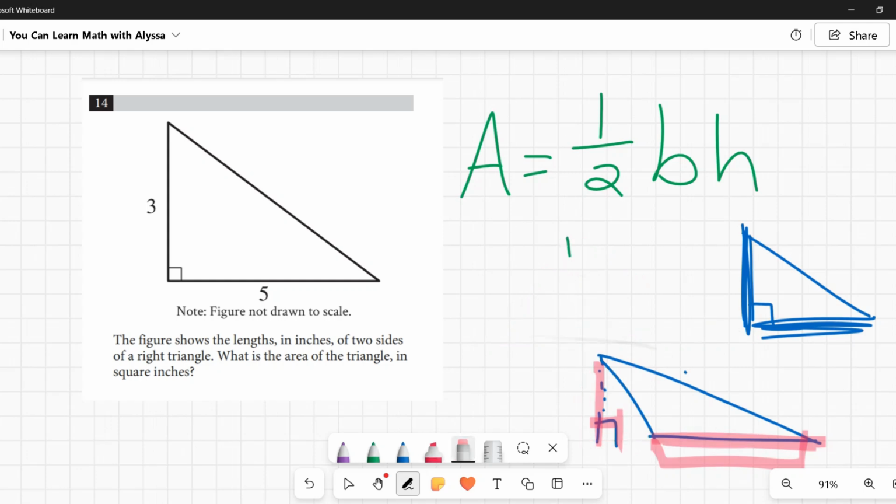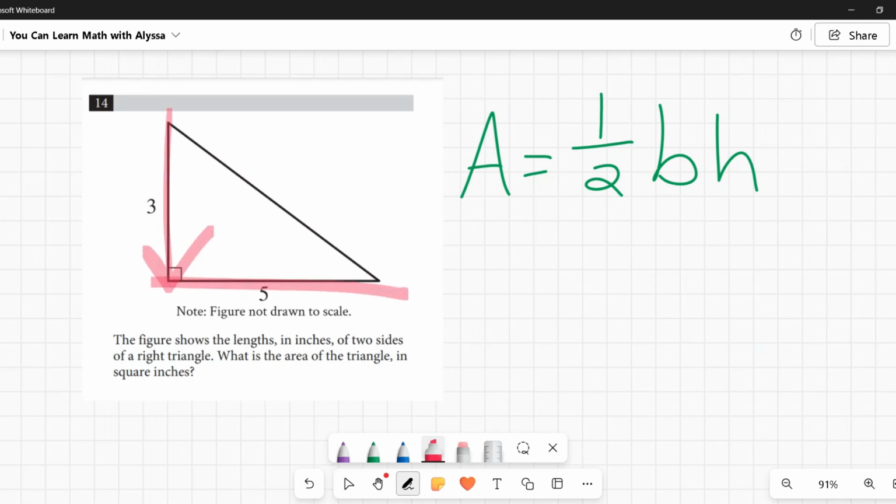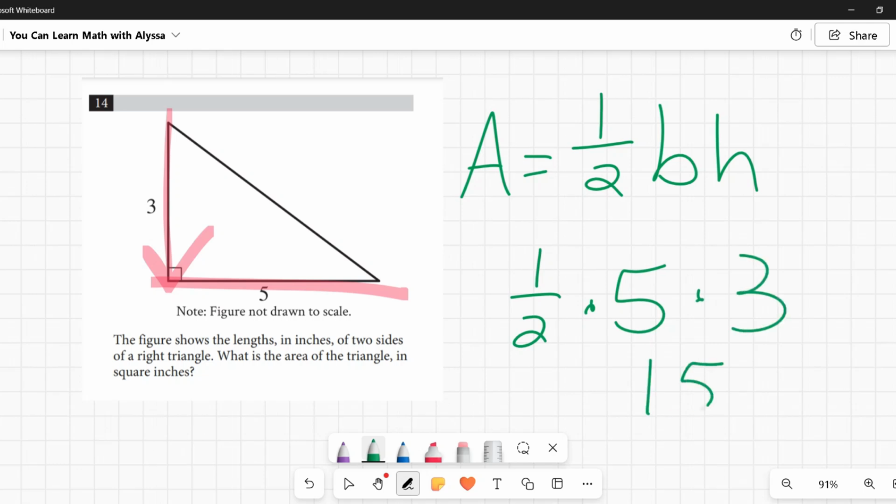So in this particular case, they haven't really thrown any wrinkles at us. It is pretty straightforward. Our base is going to be down here, and this coming down perpendicular to it is my height. So it is 1/2 times my base times my height. 5 times 3 is 15. 15 times 1/2 is 15 halves or 7.5.